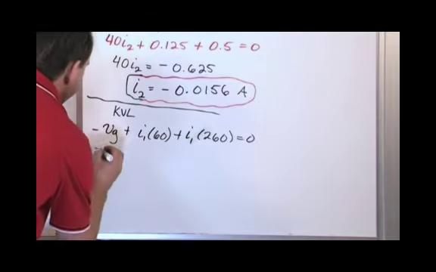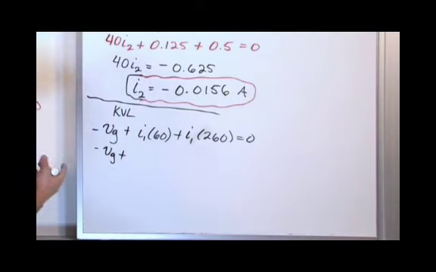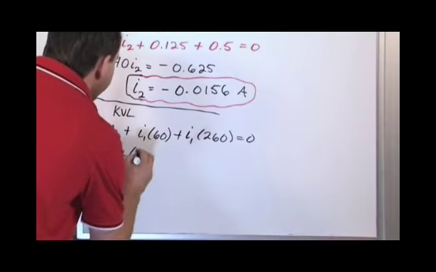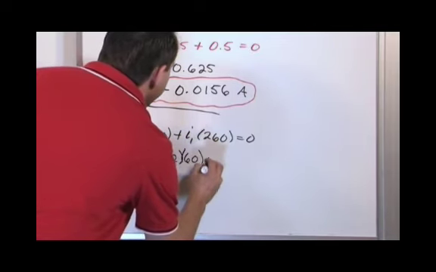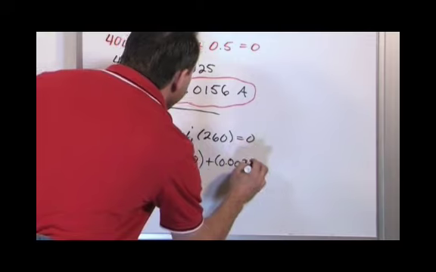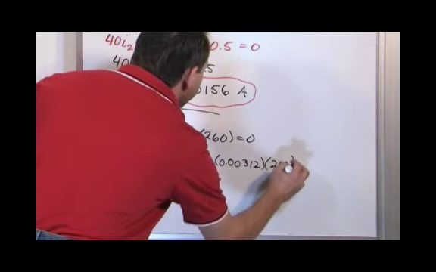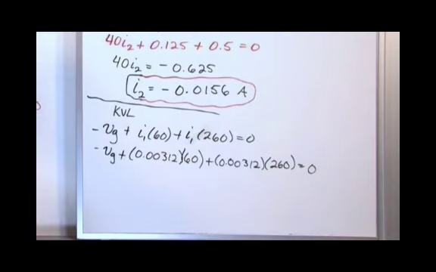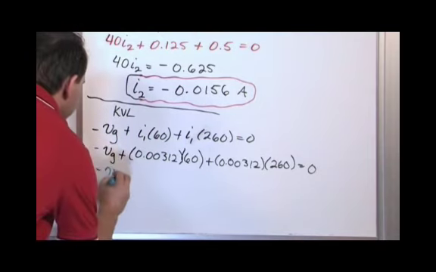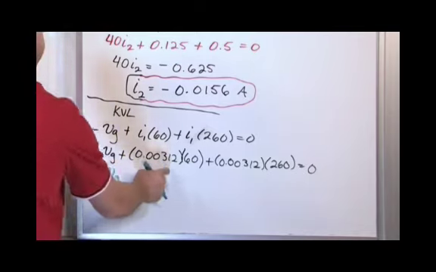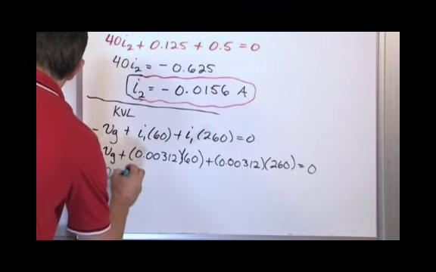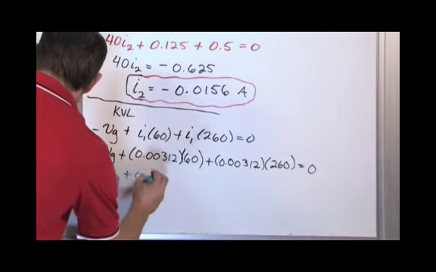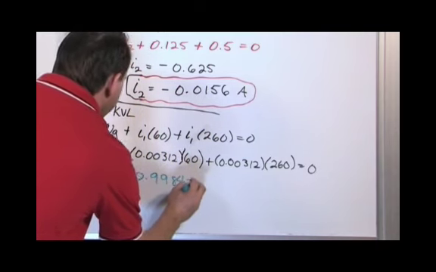So here what I'm going to have is negative VG plus I1, which is given to us, we just found it, 0.00312. So we'll have 0.00312 times 60 plus 0.00312 times 260 is equal to 0. We'll switch colors to break it up a little bit. Negative VG. Now what do you get here? When you take this times 60 and this times 260, multiply and add them together, what you're going to get is 0.9984, and that's equal to 0.